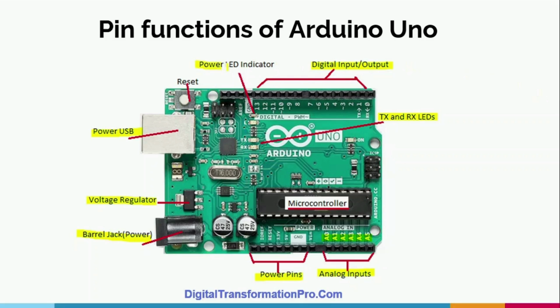The next is the power LED indicator. This LED should light up when you plug your Arduino into a power source. If this LED does not turn on, then there is something wrong with the connection or the board. And last is reset. This reset button is used to reset your Arduino board. That is, you can start your program from the beginning. So this is all about Arduino pins.